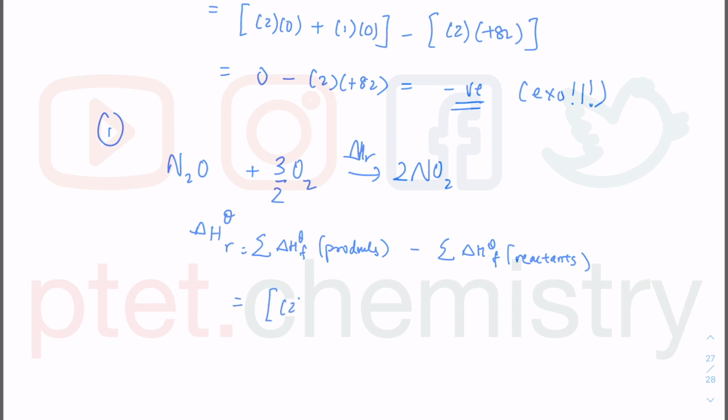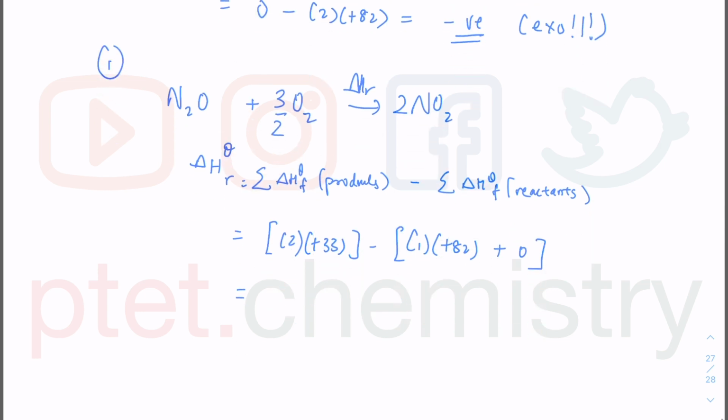So the formation of the product here is 2 times the formation of NO2, so 2 times plus 33, minus bracket 1 times plus 82. This is for the N2O. Again, this is an element, so it's just 0 for the oxygen. You could do that on your calculator and you will get plus 66 minus plus 82, you will get minus 16 kilojoule per mole.